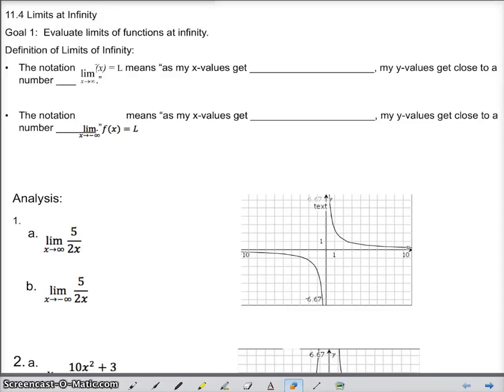We are going to finish our study of limits with section 11.4, and we will be discussing limits at infinity. And by that I mean we're going to be looking at limits as x approaches positive infinity or as x approaches negative infinity. So let's first discuss the notation.